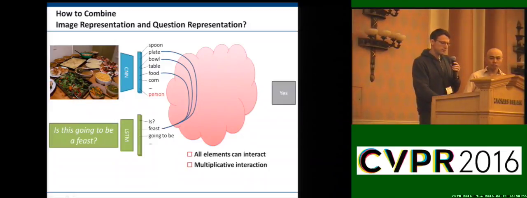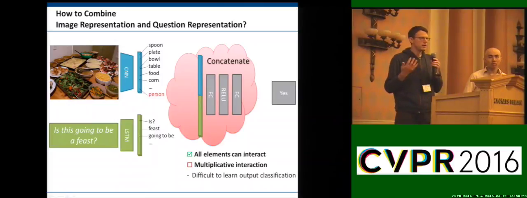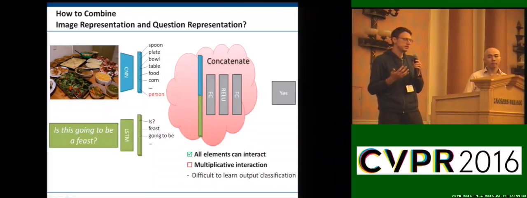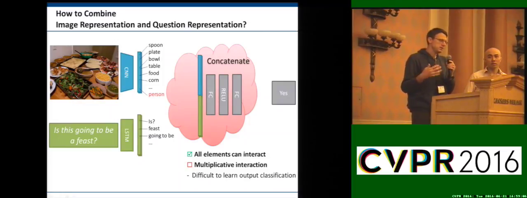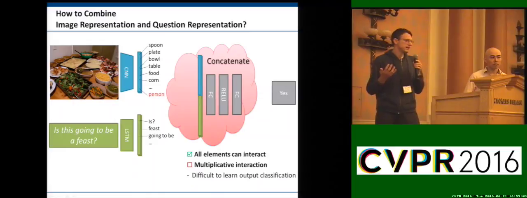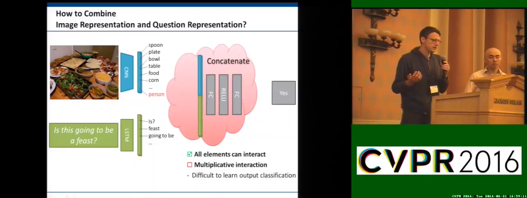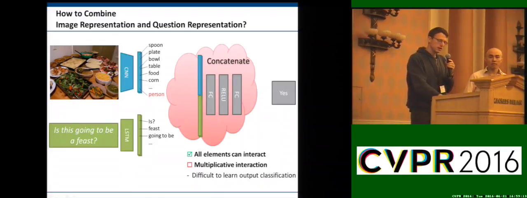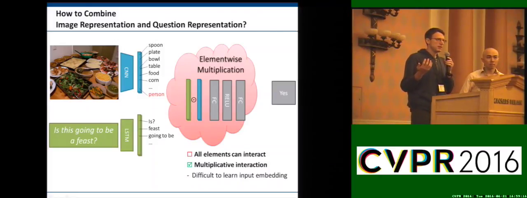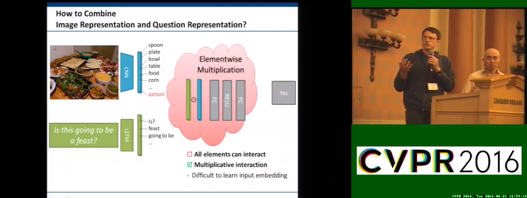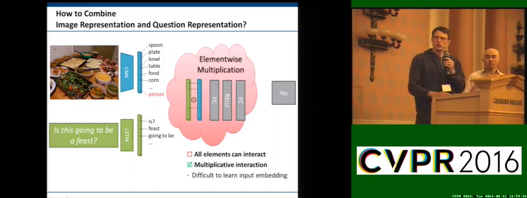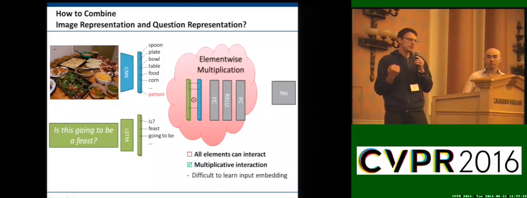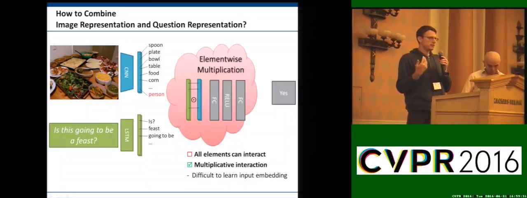So let's look at what other people did. On the one hand, people concatenate representations, and this is great because all elements can interact, but the interaction isn't multiplicative, so in this case it will be hard to learn the output classification. There's also the technique of element-wise multiplication, which is also good because it has multiplicative interaction, but not all elements can interact.